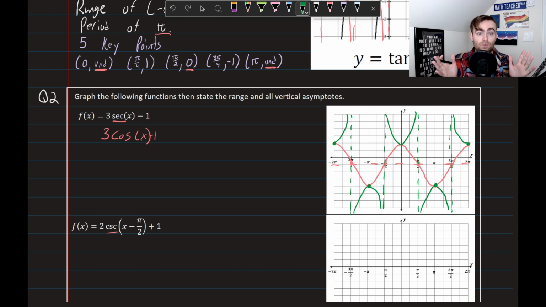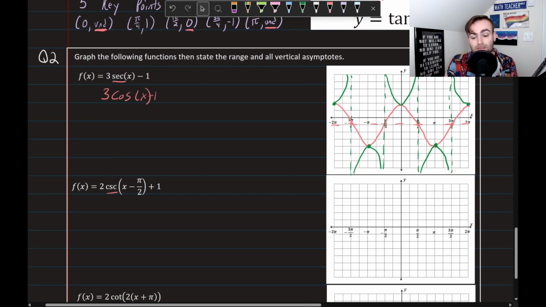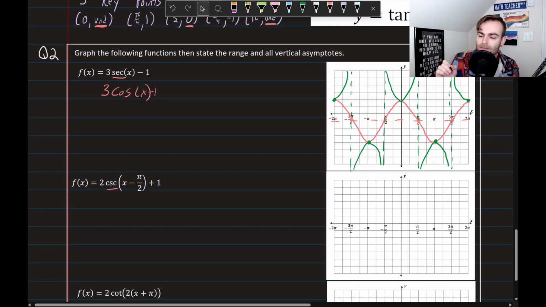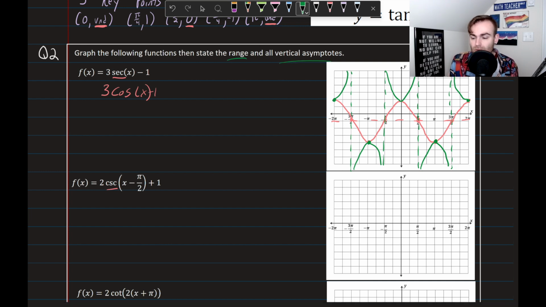But you can, again, also use what we've learned before, the 5 key points, and be perfectly fine with that. That's not all it wanted us to do, though. It wants us to state the range and the vertical asymptotes. So the range, we have negative infinity to negative 4, and we combine that with 2 to infinity.